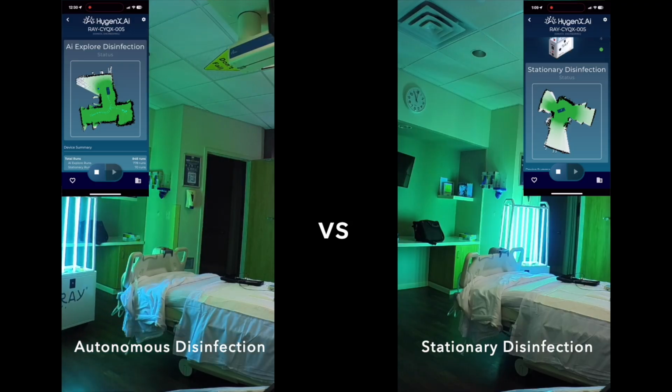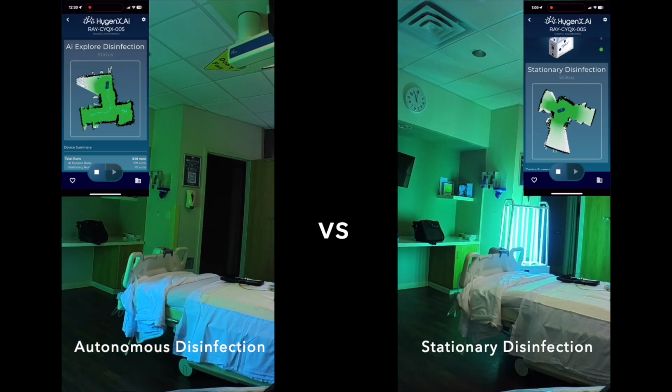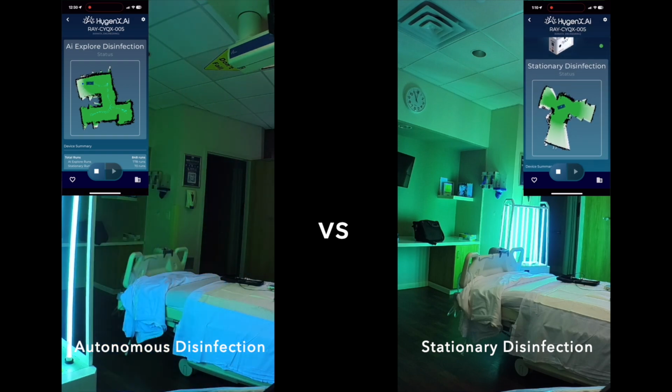First, UVC light is line of sight. In order to disinfect a surface, the light must physically reach it. If something is shadowed or blocked, like the far side of this bed, it will not be disinfected.